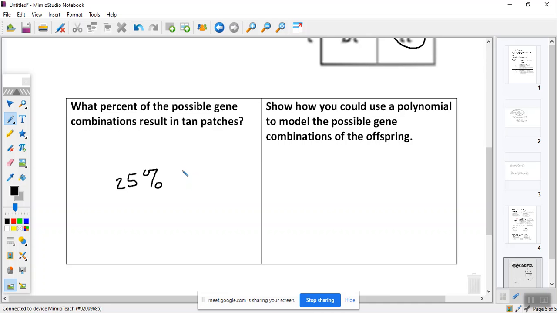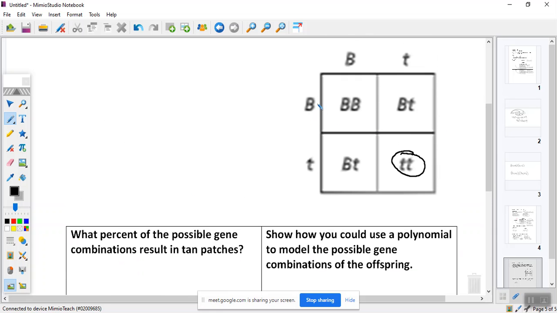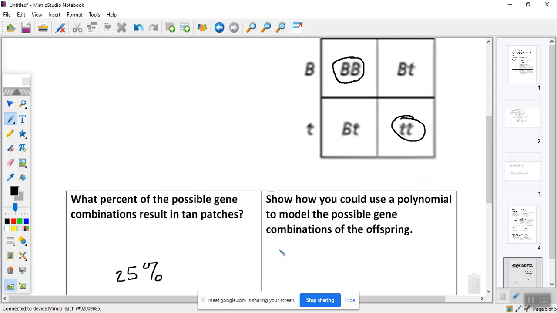Now it says, show how you can use a polynomial to model the possible gene combinations of the offspring. Okay? Well, here's the deal, kids. What percent are two black dominant genes? 25%, right? What percent's a combination of the black and tan gene? 50. So the way you could express this as a polynomial, there's really three types. What percent would the two blacks be for this whole square? Each square is going to represent 25%, isn't it?